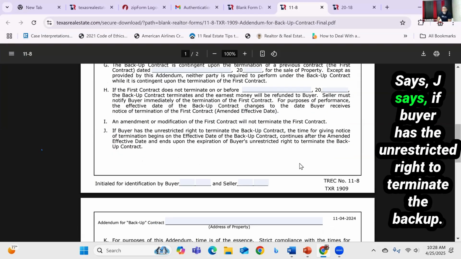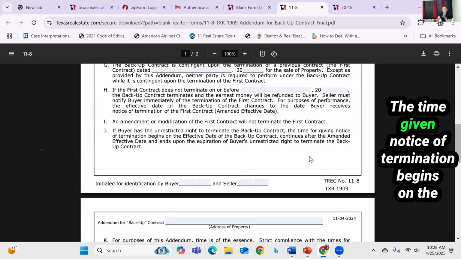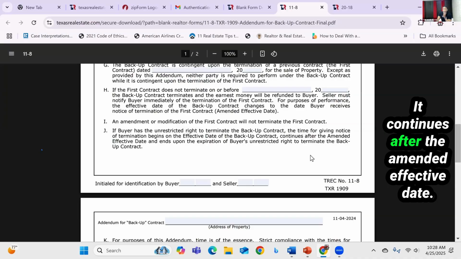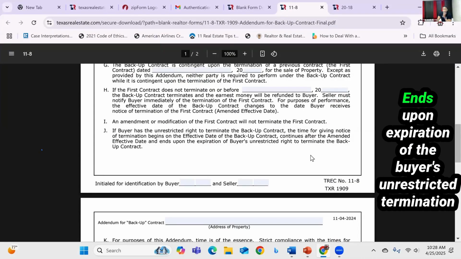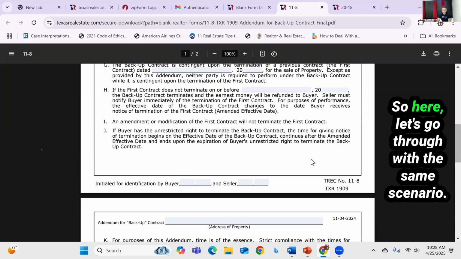It says J, if buyer has the unrestricted right to terminate the backup, the time to give notice of termination begins on the effective date of the backup contract. It continues after the amended effective date and ends upon expiration of the buyer's unrestricted right to terminate on the backup contract. So here, let's go through the same scenario.